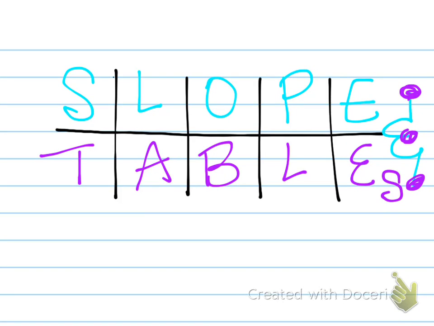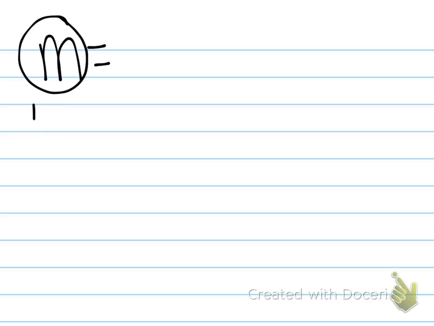Slope, and tables. Slope. We usually see it written as m equals. Okay, what does m equal? Well, the m could stand for a couple of things that might help us understand a few ways that we can interpret slope. Slope is how my line on my graph moves.